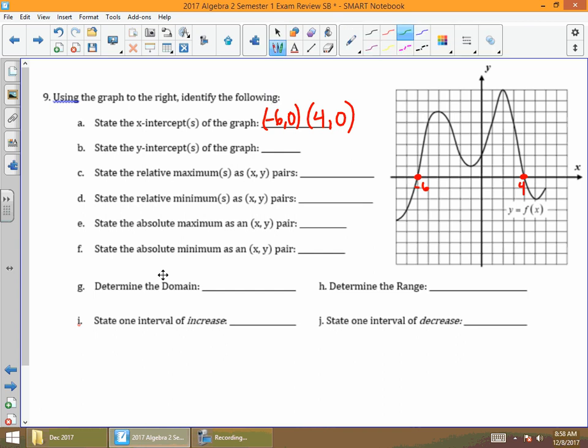And then the y-intercept, now we're only going to have one. If you look at this, this is a function because it passes the vertical line test, so it really should only have one y-intercept anyways. So it would be the point (0, 2).